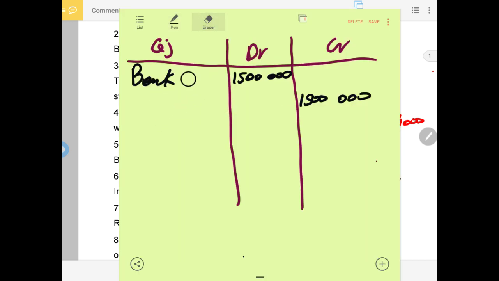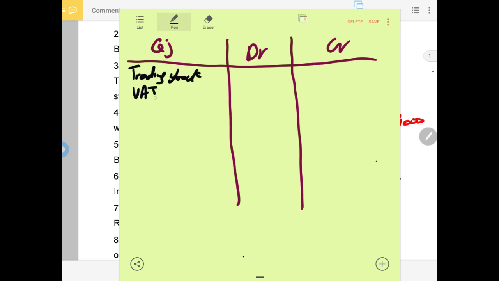We'll see how this will be recorded. Now we have to debit inventory. We bought inventory or trading stock. Because we are a VAT vendor, we will separate or remove VAT from the cost of the inventory. Then, because we bought it on credit, we'll have our creditors control.